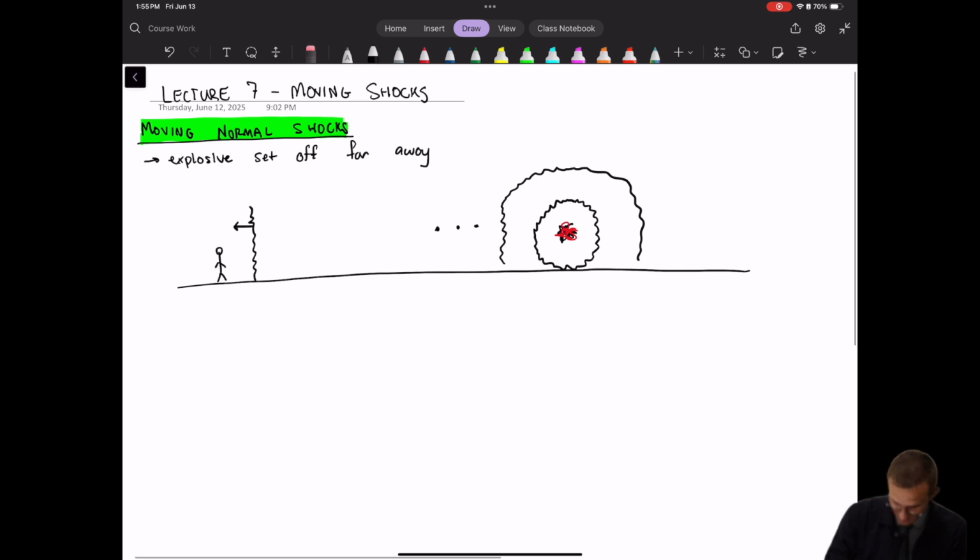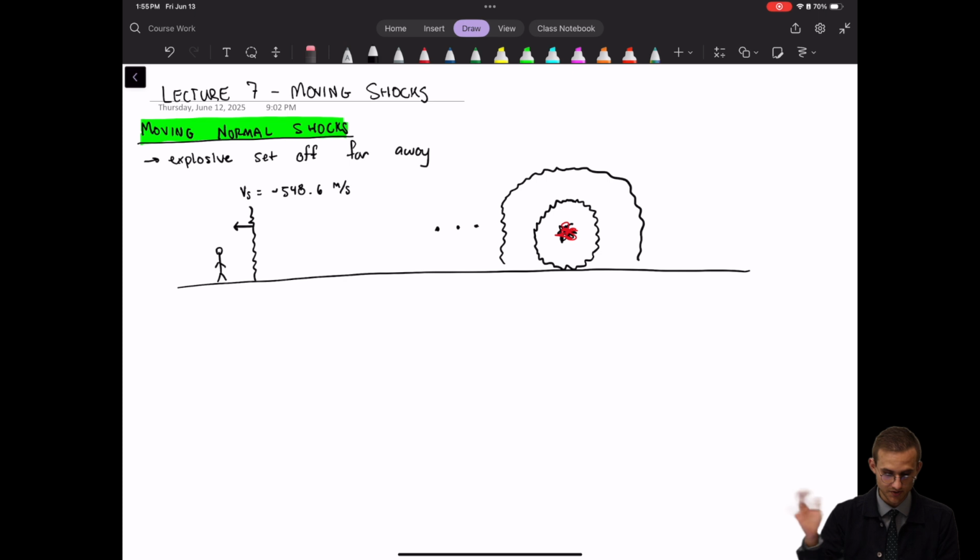We'll say that the shock is traveling at us at a speed of negative 548.6 meters per second. Negative because we're defining the positive x direction as going to the right here. Then we know that the conditions upstream of the shock, where we're standing, are just standard temperature and pressure: 101.3 kilopascals, and the temperature would be 298 Kelvin.